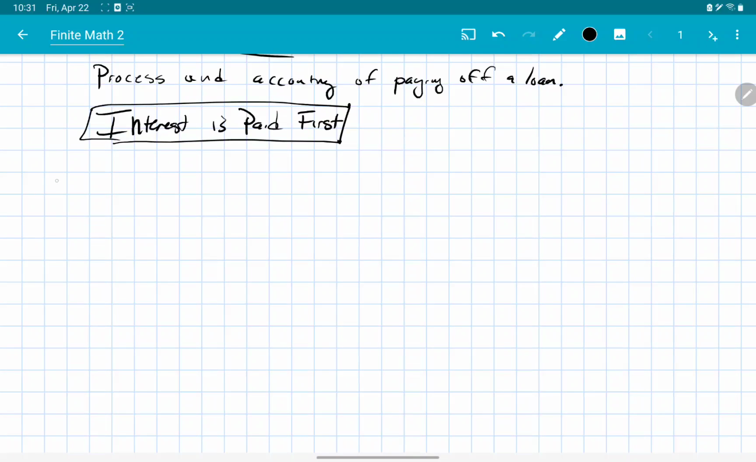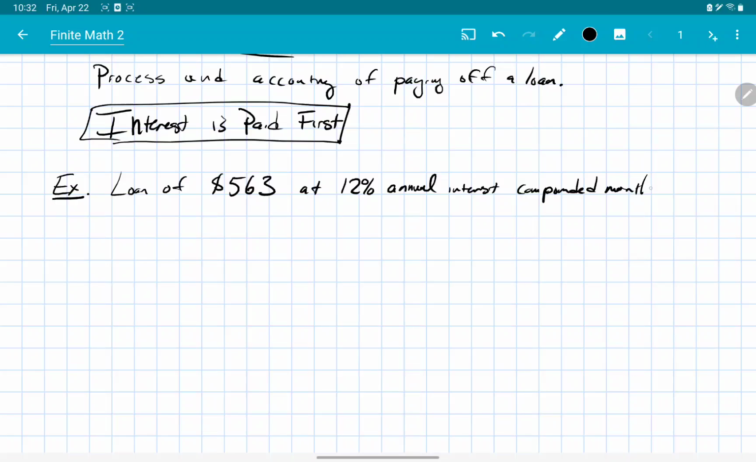So let's do an example of an entire loan amortization schedule. We have a loan of $563 at 12% annual interest, compounded monthly. And we make equal payments of $116 at the end of each month.